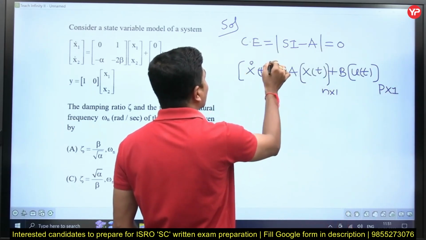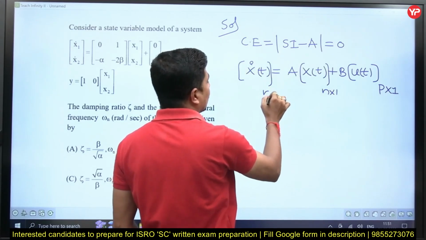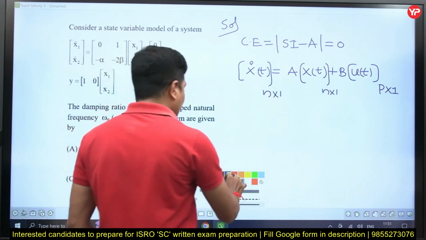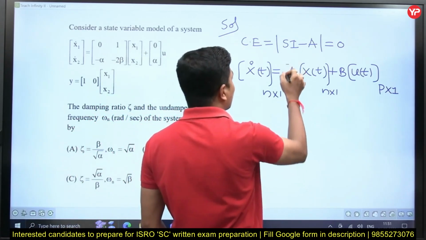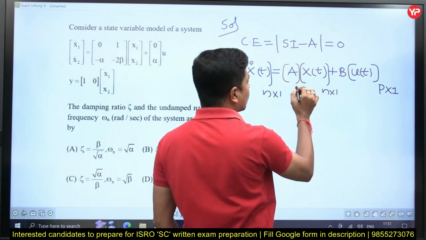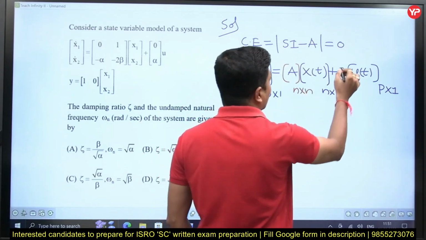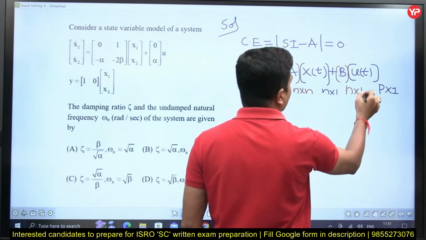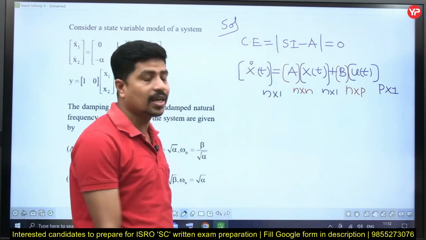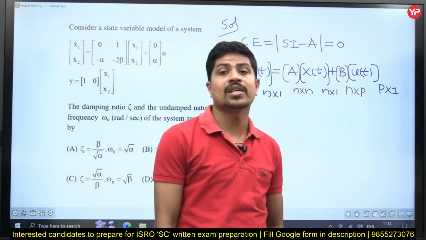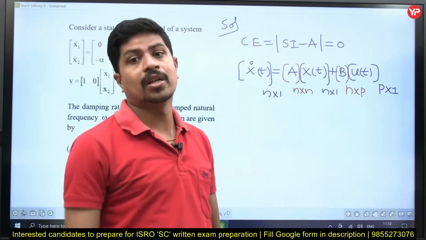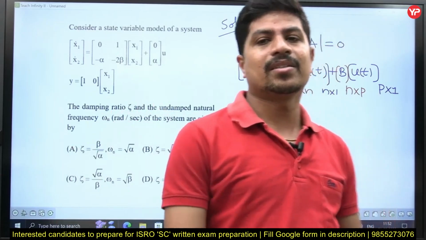Now, if it has n states, then n derivatives also exist, so it is n by 1. Then let's understand the size of matrix A. For this multiplication to be possible, it should be n by n. For this multiplication and addition to be possible, this should be n by p, right? This we can easily understand. There may be a question on the size of the matrices, or you can directly eliminate some options in a question by looking at the size of the matrices, right?